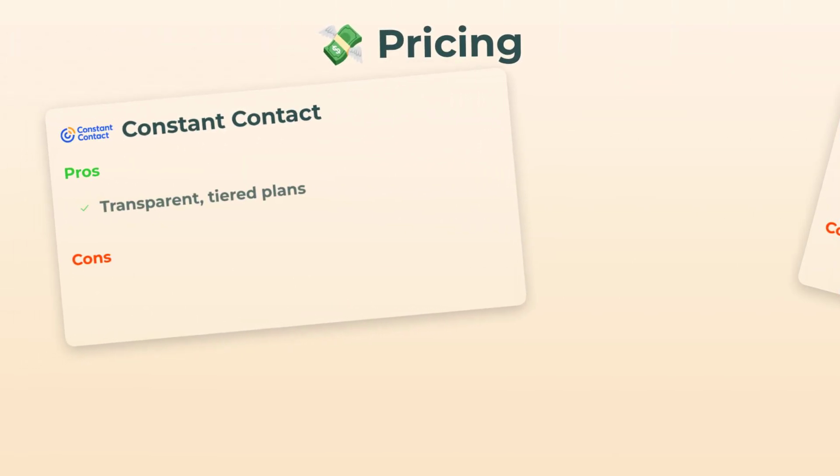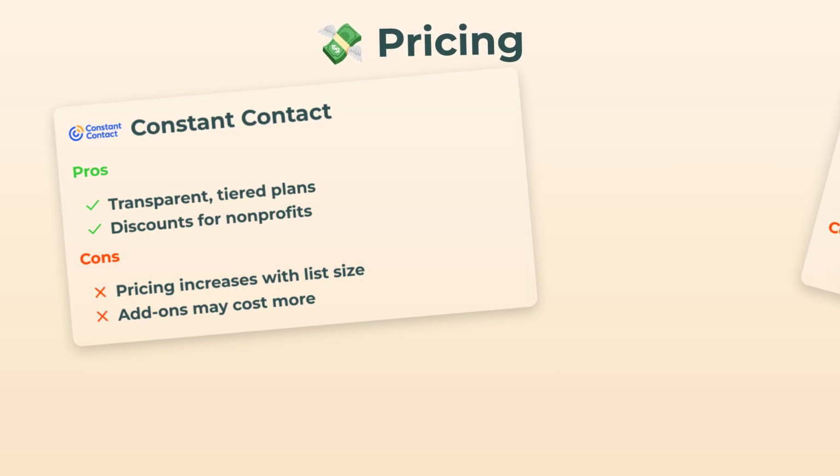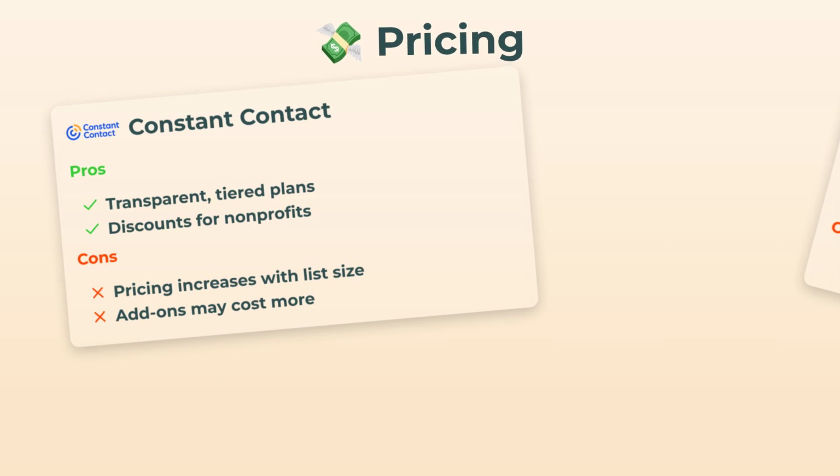So, let's talk pricing. Constant Contact starts with pretty transparent tiered plans, which is honestly refreshing compared to some cryptic competitors. And if you're a nonprofit, they throw you a bone with some discounts. But, as your list gets bigger, get ready for the price to creep up, and those add-ons?